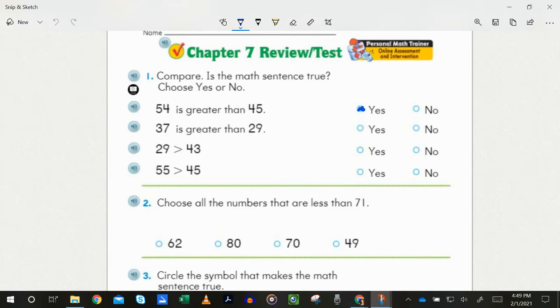So 54 is greater than 45. Yes, I can look at my tens. I have 5 tens and 4 tens. 5 is greater than 4. Don't have to worry about the ones when the tens are different. Next it says 37 is greater than 29. Again, yes. It has 3 tens and this has 2 tens. 3 is greater than 2. If the tens are different, it doesn't matter what the ones say.